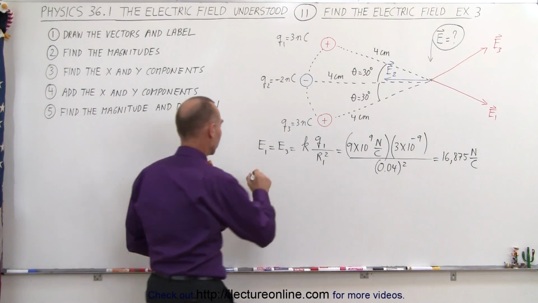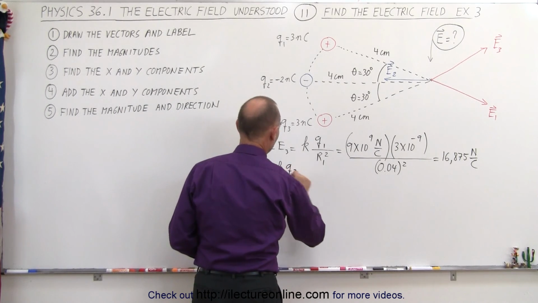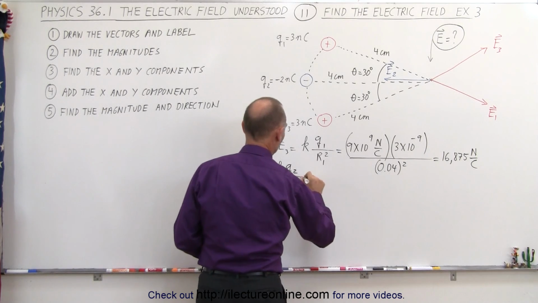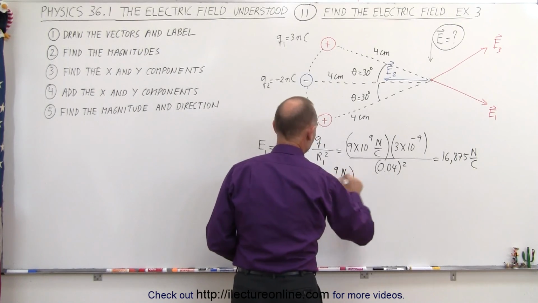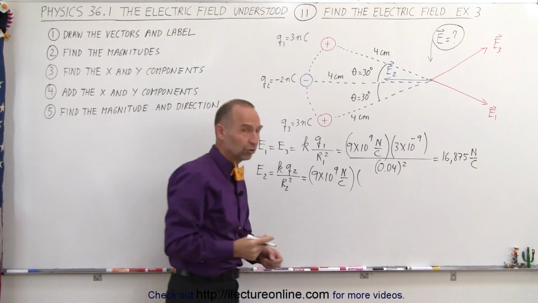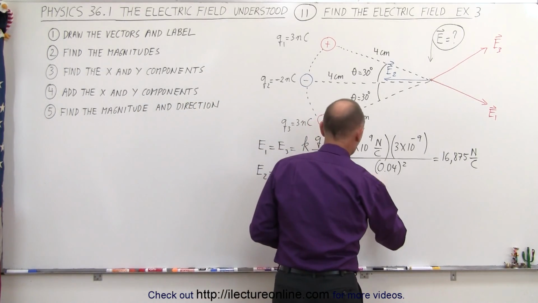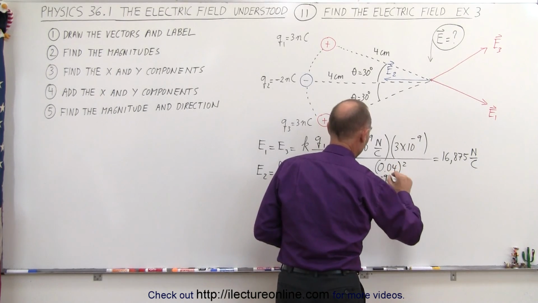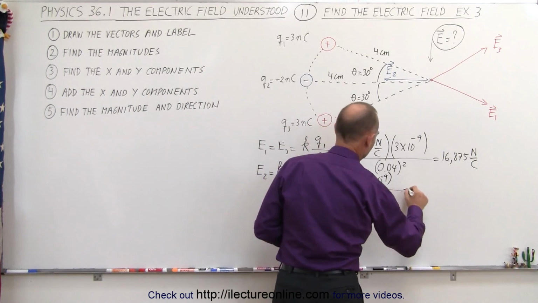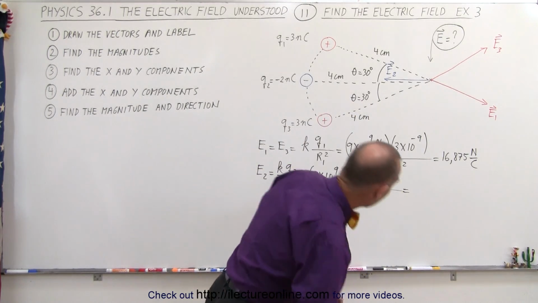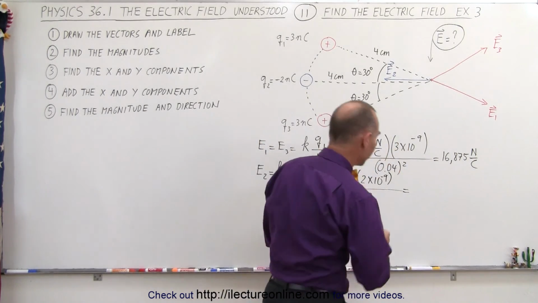How about E2? Well, E2 is going to be equal to K Q2 divided by R sub 2 squared. So that's equal to 9 times 10 to the 9th newtons per coulomb times the charge. Even though it's a negative charge, we'll just put in the positive equivalent, the magnitude of that, because we're only looking for the magnitude. 2 times 10 to the minus 9, all divided by 0.04 meters squared. And that will be equal to, it's only 2/3 of that, so divide by 3 times 2, equals 11,250 newtons per coulomb.